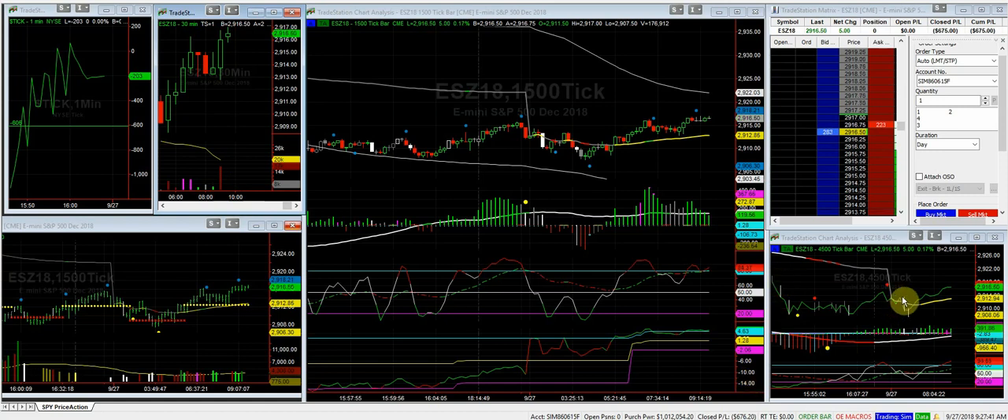We're also looking at the 45-minute chart, or 4500 tick bar chart, for the timing alert dots, which give us an indication of direction as well.